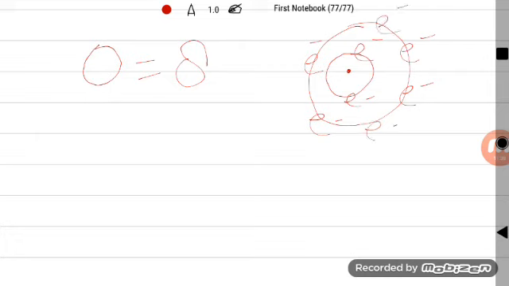So how many electrons are there in the outermost shell or the valence shell? That is 6. Since it is a non-metal, the valency for oxygen can be calculated by subtracting the number of electrons in the outermost shell from 8. So it comes out to be 2.